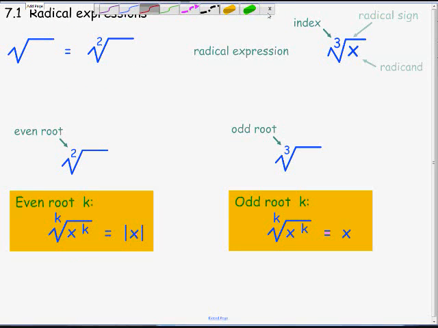Radical expressions. Now, we've been recognizing that this is the square root.